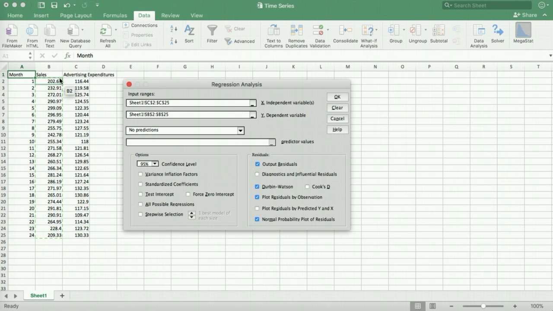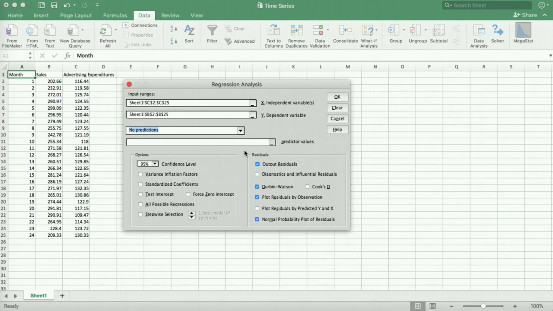So I'm interested to see, aside from knowing if there is a relationship, I'd like to know if advertising expenditures are good in predicting the sales for a particular month. So I made these selections for these two columns, and then here I am choosing no predictions because I'm not predicting for another particular value for advertising expenditure.